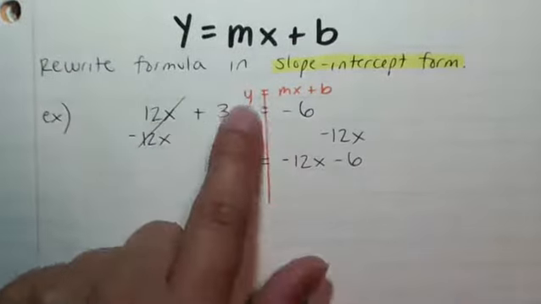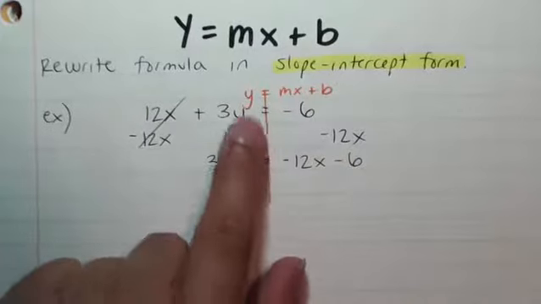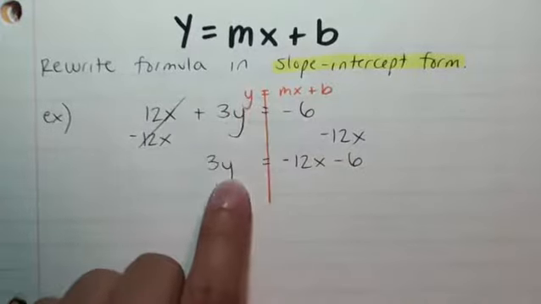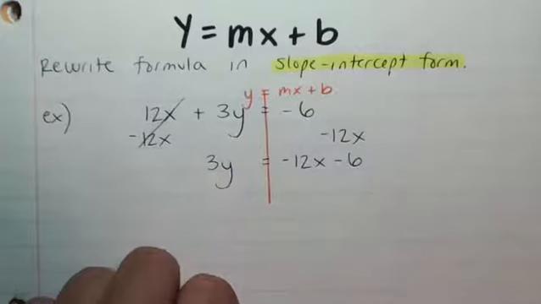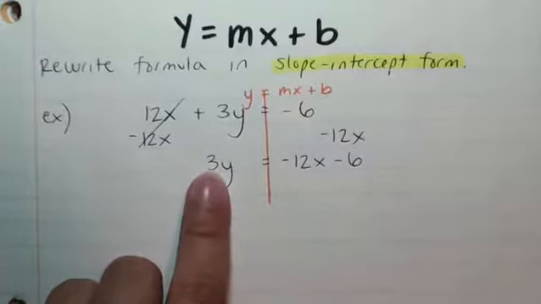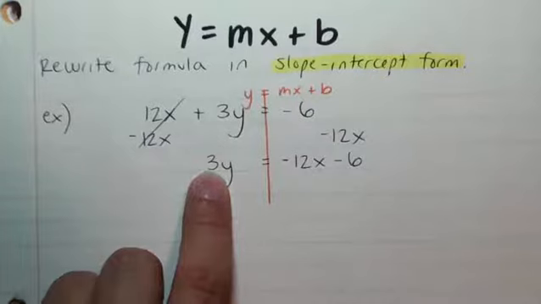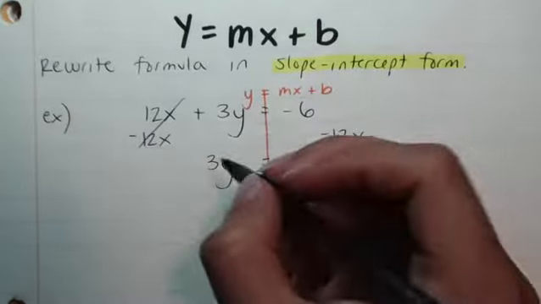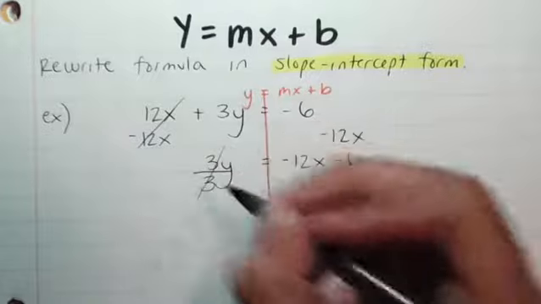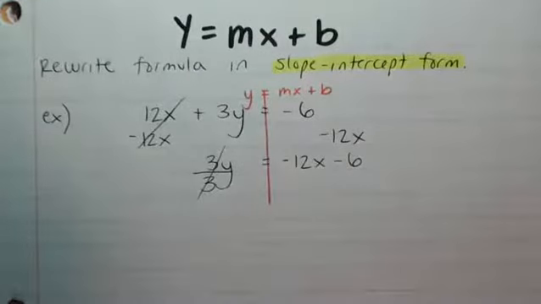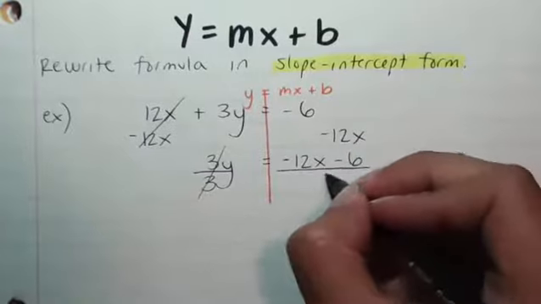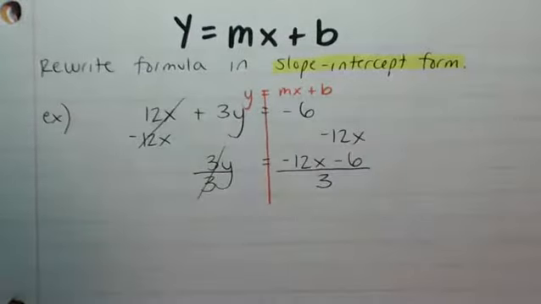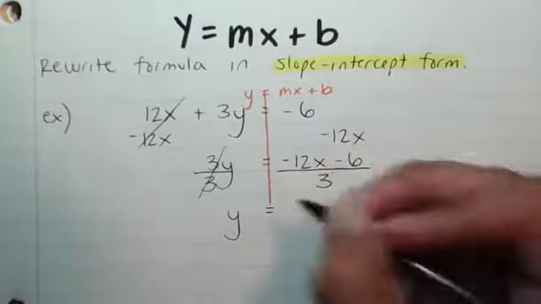Now it looks like it's in y equals mx plus b form, but again, we always want 1y. So how do I get rid of this 3? What operation is happening between the 3 and the y? We're actually multiplying. So to get rid of the multiplication, we have to do the inverse operation, which would be division. So 3 divided by 3 gives you 1. Whatever I do to one side, though, I have to do to the other side as well, the whole entire side. Which leaves me with this.